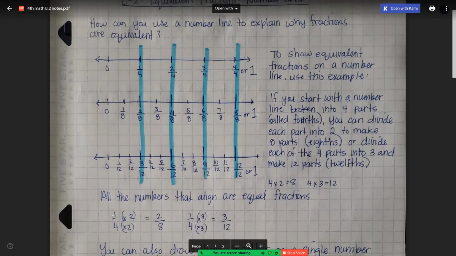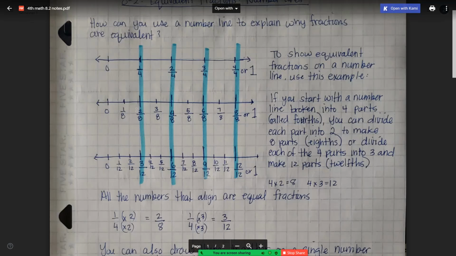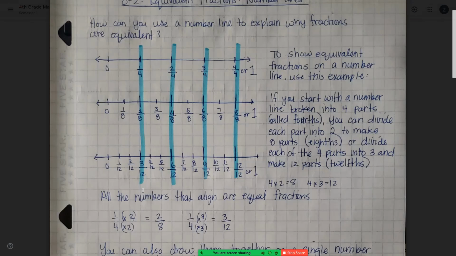Now, if we're going to look, we see 1/4 and 2/8 are equal to each other. So how do we get from one numerator to the other? How do we get from one denominator to the other? So 1 times 2 gave us the 2, and the 4 times 2 gave us the 8. Now, why are we multiplying by 2? Because each one of these fourths is broken up into 2 pieces to make eighths. So it's twice as many. That's why we multiplied by 2.